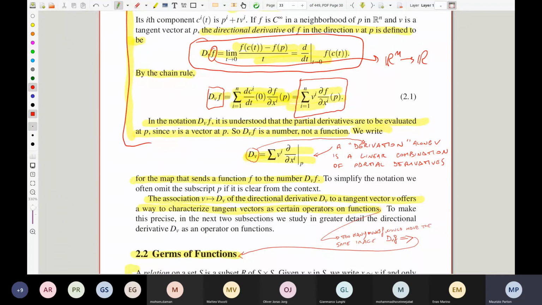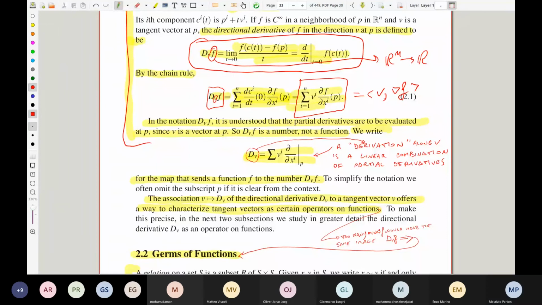The derivative in the direction of the vector b is given by the scalar product between the vector b and the gradient of f. Maybe you know this notation. This is the total derivative formula. I don't know how it is called.